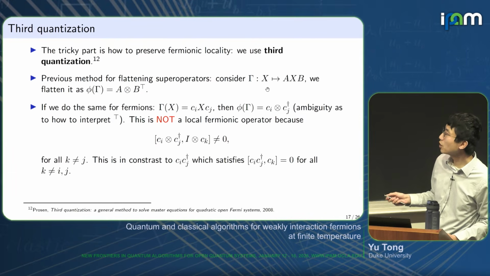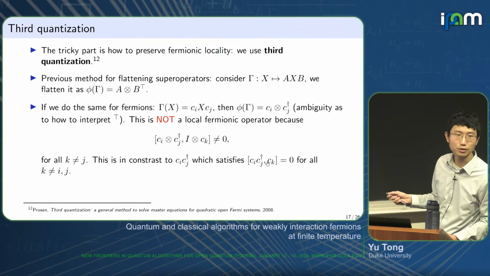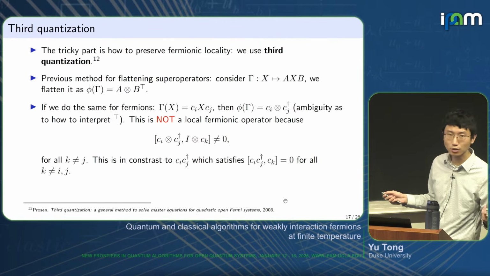A local fermionic operator should commute with everything that does not act on the sites involved. For example, Ci Cj dagger is a local fermionic operator. If you consider Ck, where k is not equal to i or j, then Ck will just commute with this operator. So that's what I mean by fermionic local.